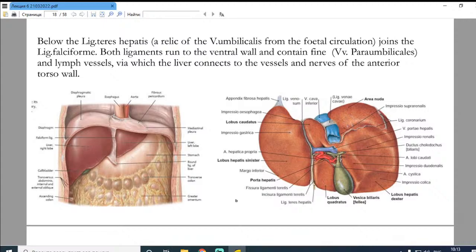Below, the ligamentum teres hepatis, a relic of the vena umbilicalis from the fetal circulation, joins the ligamentum falciforme. Both ligaments run to the ventral wall and contain fine paraumbilical veins and lymph vessels, which the liver connects to the vessels and nerves of the anterior abdominal wall.